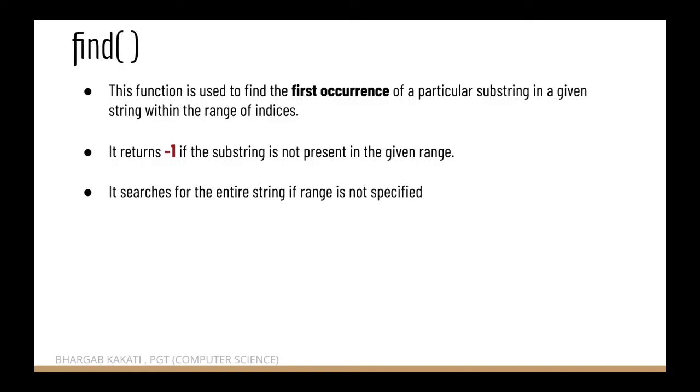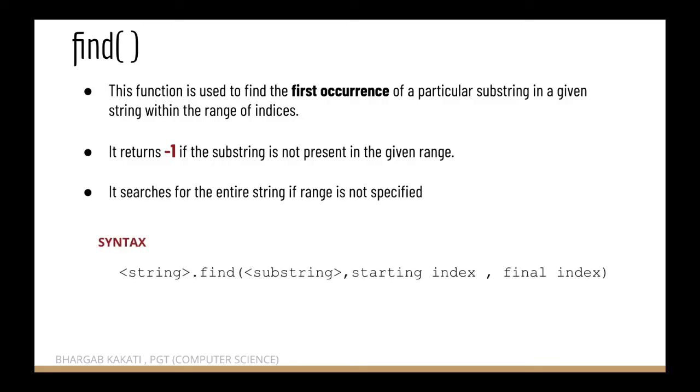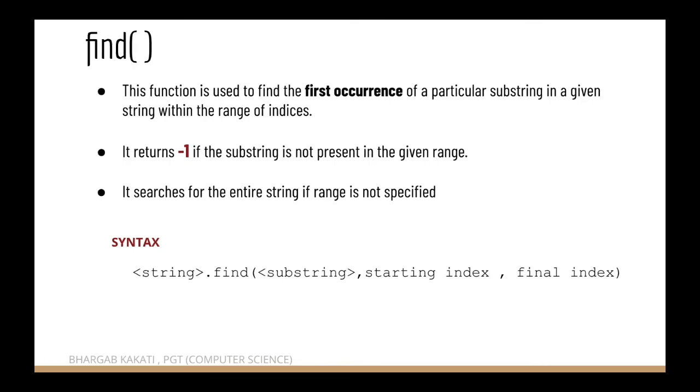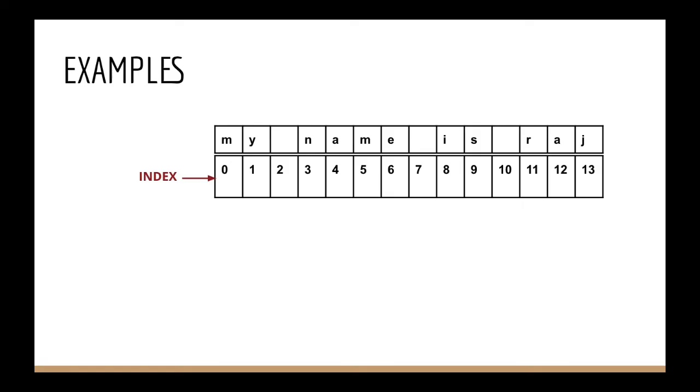If we do not specify the range, just like count function, what it will do, it will search for the entire string. The syntax goes as follows: string dot find, within bracket we need to specify the substring which we want to find, comma the starting index, comma the final index. Now let us try to understand what is the meaning of the find function with the help of some examples. So let us consider a string, my name is Raj. The indices of each character is shown in front of you in your screen.